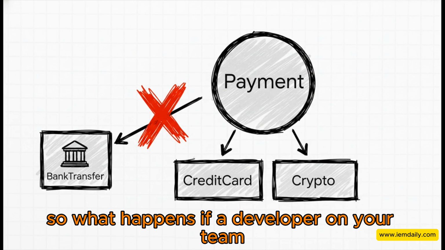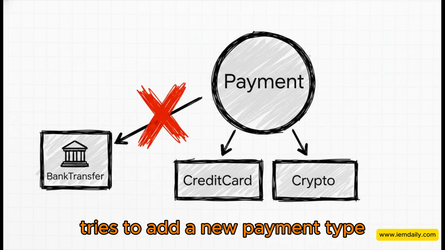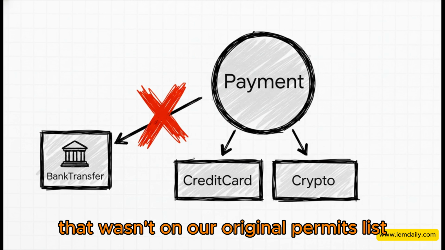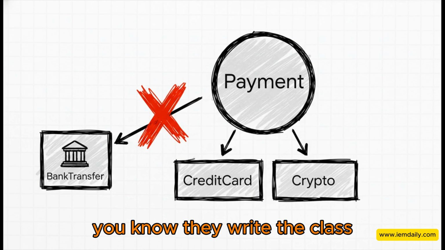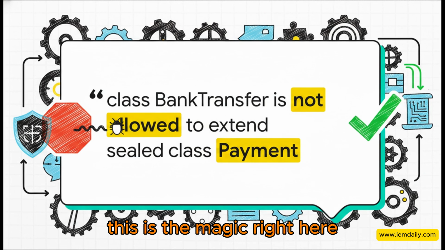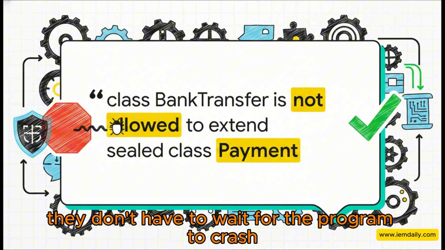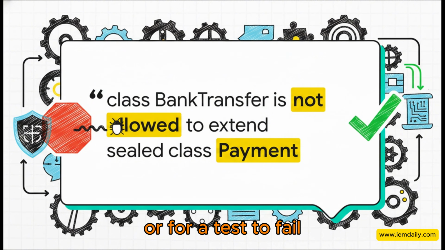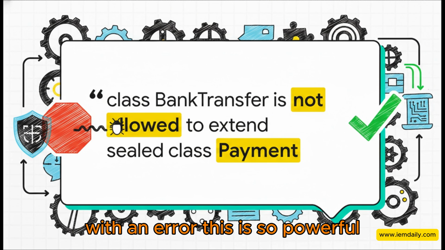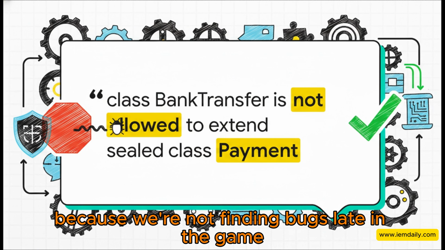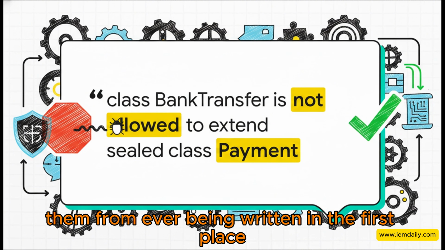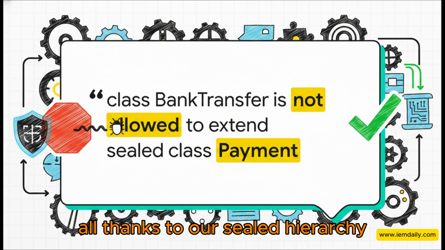So what happens if a developer on your team tries to add a new payment type, maybe BankTransfer, that wasn't on our original permits list? You know, they write the class, they try to extend Payment, and bam, this is the magic right here. They don't have to wait for the program to crash or for a test to fail. The compiler stops them dead in their tracks with an error. This is so powerful because we're not finding bugs late in the game, we are preventing them from ever being written in the first place, all thanks to our sealed hierarchy.